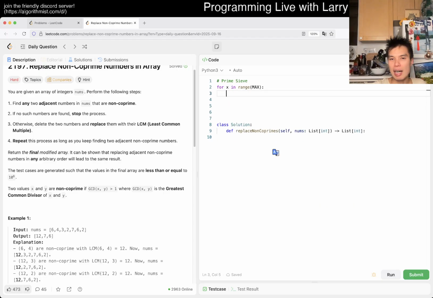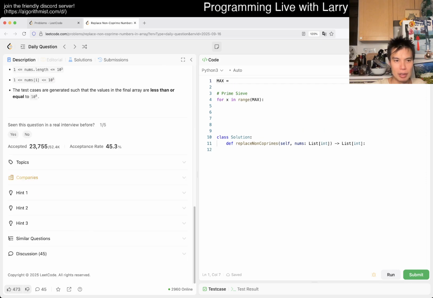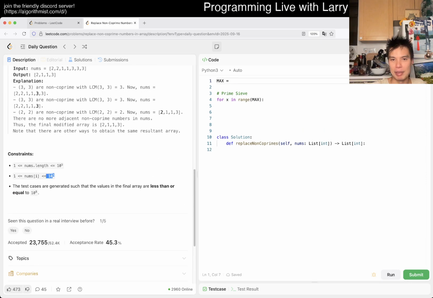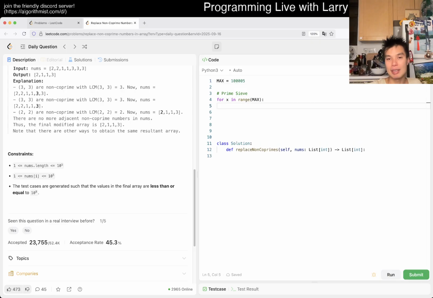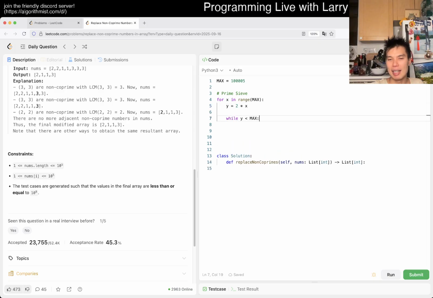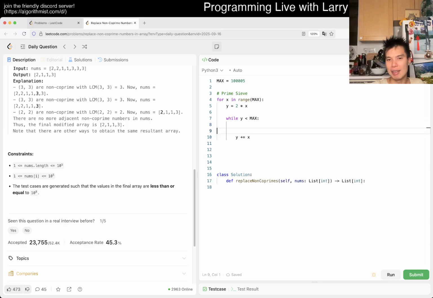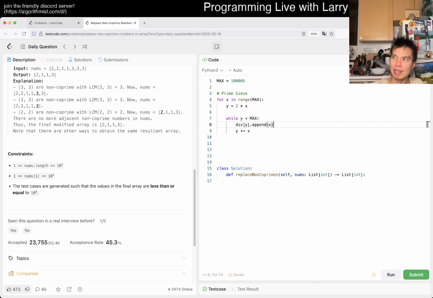So yeah, now we can say, let's just say max is equal to the biggest number, which is 10 to the 5th. So maybe we go 10 to the 5th plus like 5. I would just add a little something. And then we just go y is, we could say 2 times x, right? While y is less than max, then we increment x, and then we do something like divisor of y append x, right? Oh, is that how we do it? I forgot how we wanted to do it.